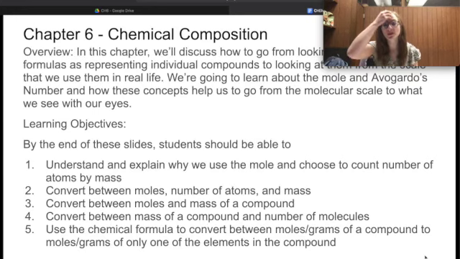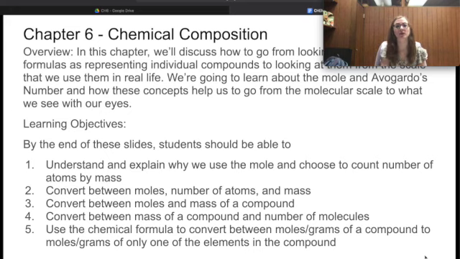Okay, so in this video, we're going to talk a little bit about Chapter 6 and chemical composition. So the idea is we're going to learn a little bit about the mole, Avogadro's number, and kind of how we can actually count atoms and represent them on the real-life scale. So we're going from these little teeny tiny atoms all the way up to what we experience in the lab.